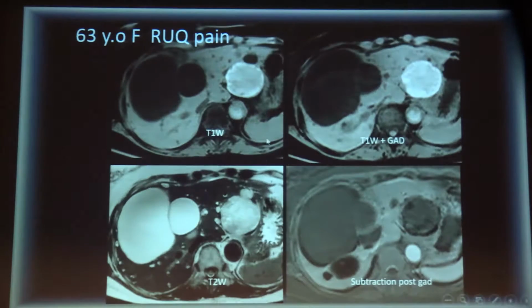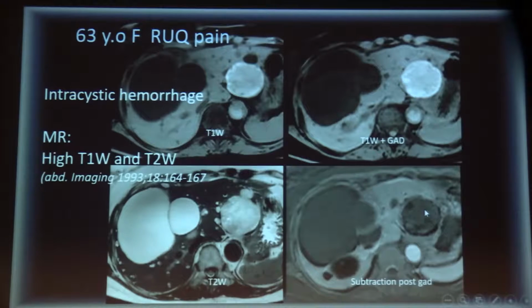She goes for MRI, which demonstrates the multiple liver cysts that she has, but also here in segment 3 is the lesion that we saw on ultrasound. It is of high signal intensity on T1, high and heterogeneous on T2, and there is no enhancement that you can see here in this subtracted postgadolinium image. So this was considered a hemorrhagic cyst. This is very typical for hemorrhagic cysts. They have high signal intensity on T1 and T2 weighted images.